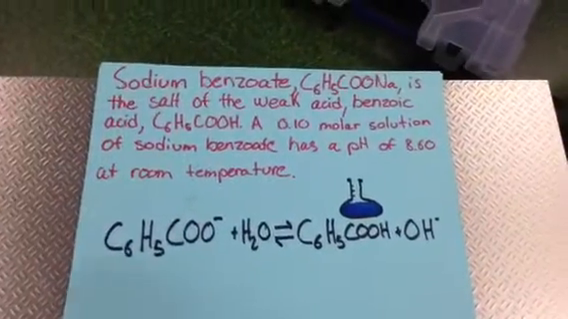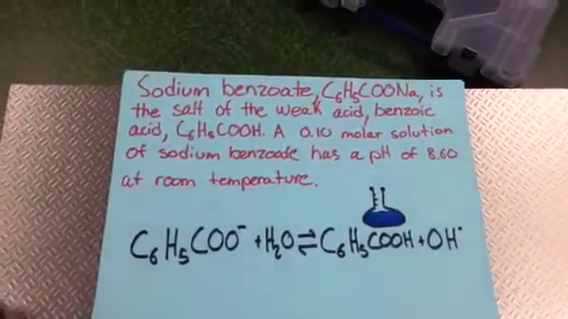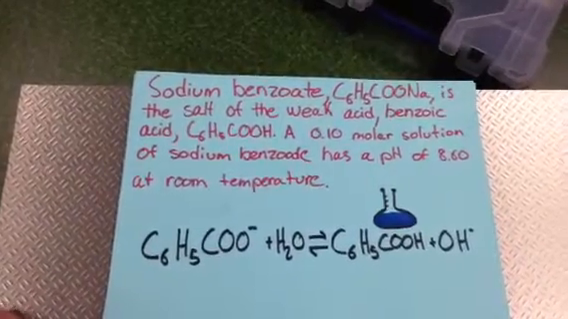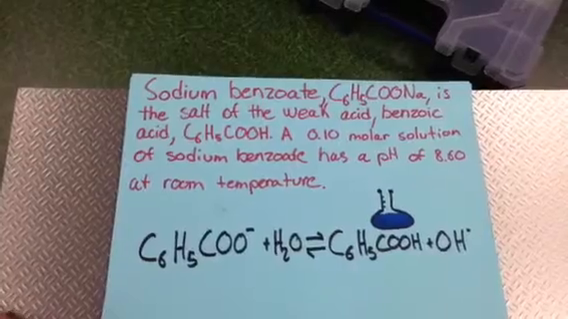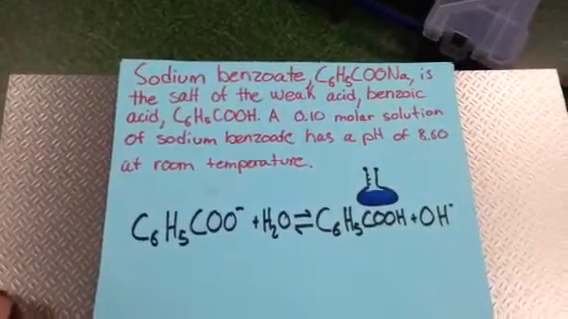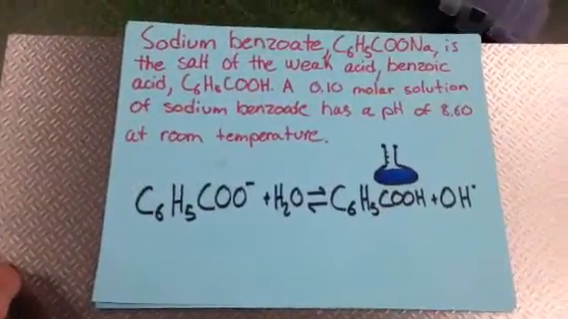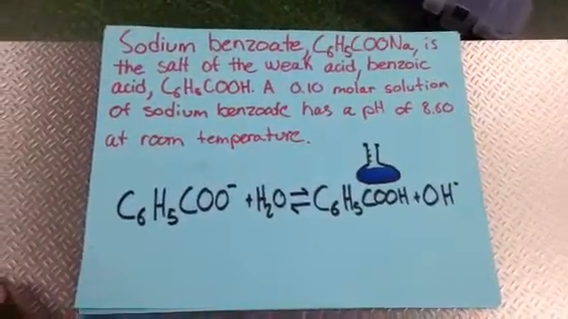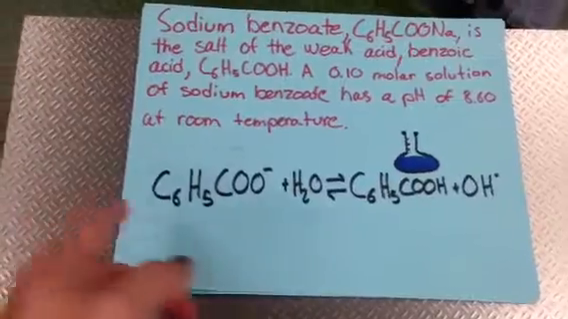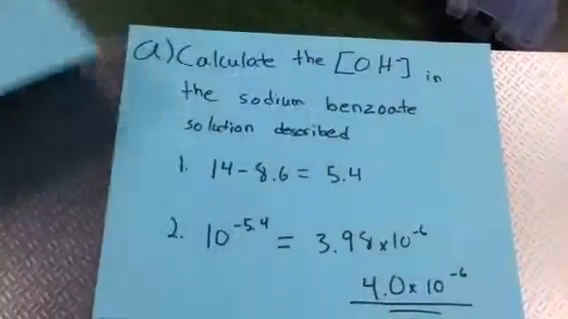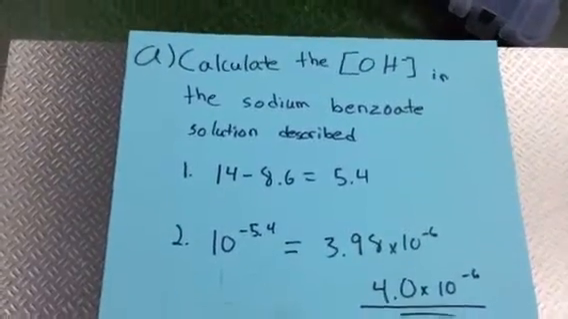This is AP problem number 2. Sodium benzoate is a salt of the weak acid benzoic acid. A 0.10 molar solution of sodium benzoate has a pH of 8.60 at room temperature. So first off, we're going to find the complete equation for the reaction equilibrium, which is right here. And then go to question number, letter A.